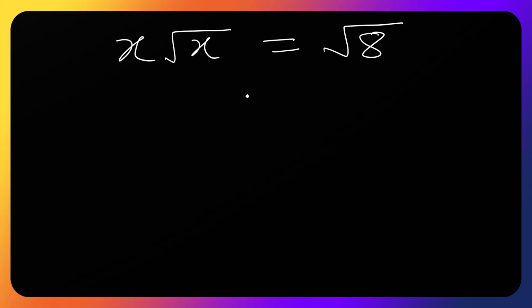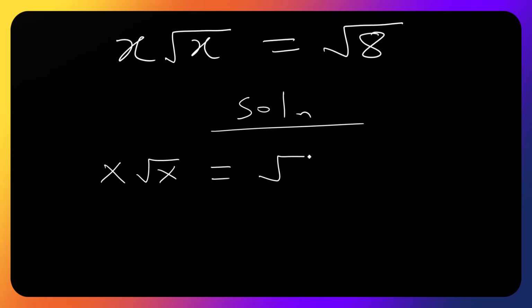Let's solve for x here. Given x times square root of x equals square root of 8. Solution. Okay, so x times square root of x equals square root of 8. How do we solve for x here?